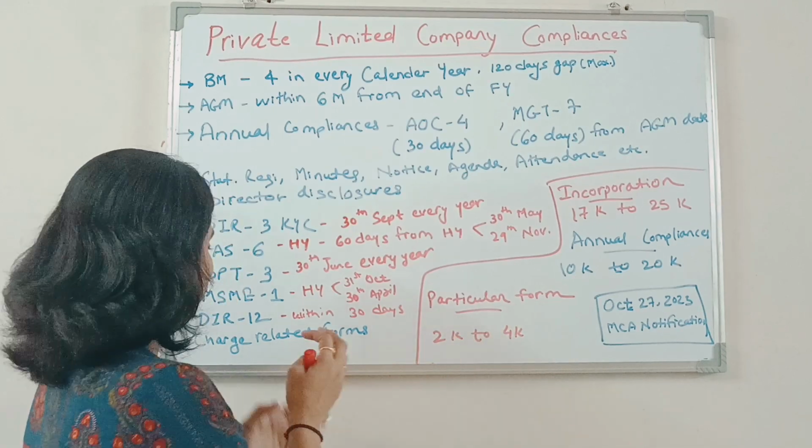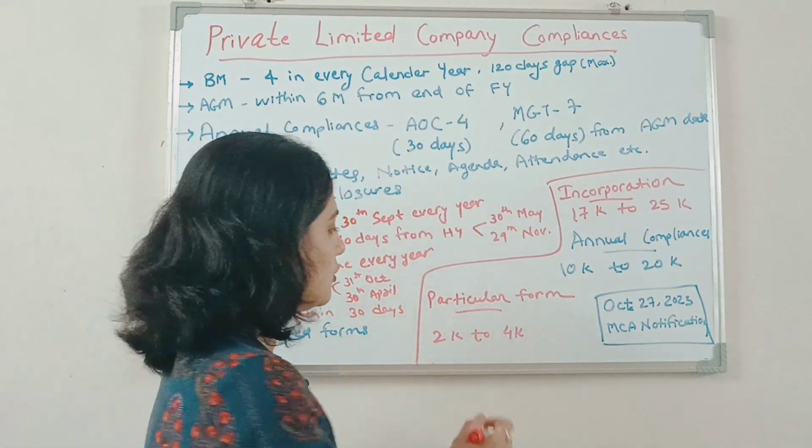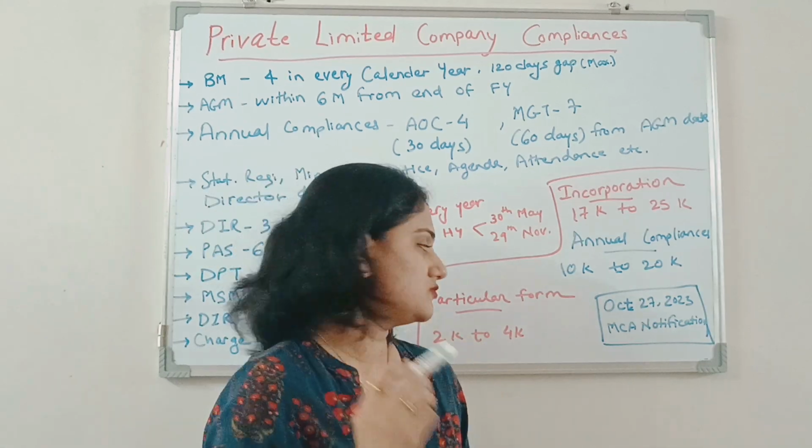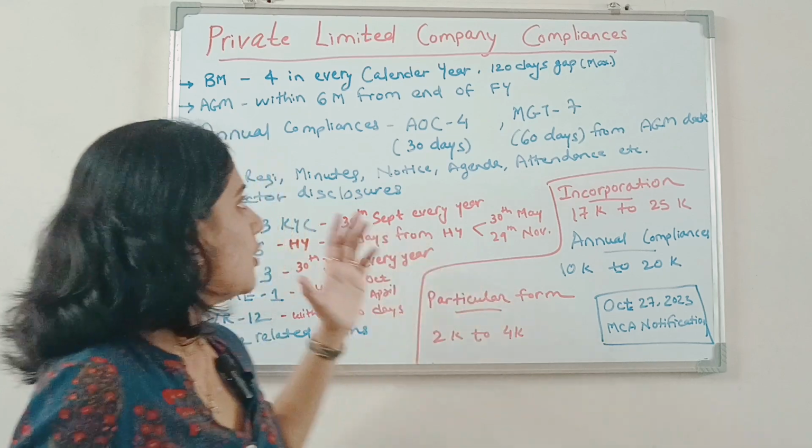For a particular form, for example, if you want to file DIR-12, then the charges for that particular form vary from 2,000 to 4,000 rupees. It is on a per-form basis. So these are the few things which I wanted to highlight here.